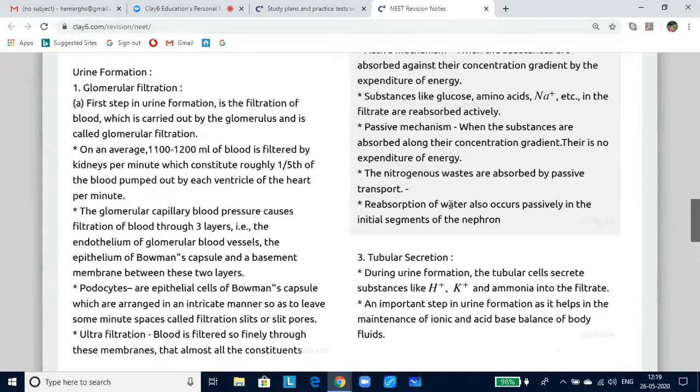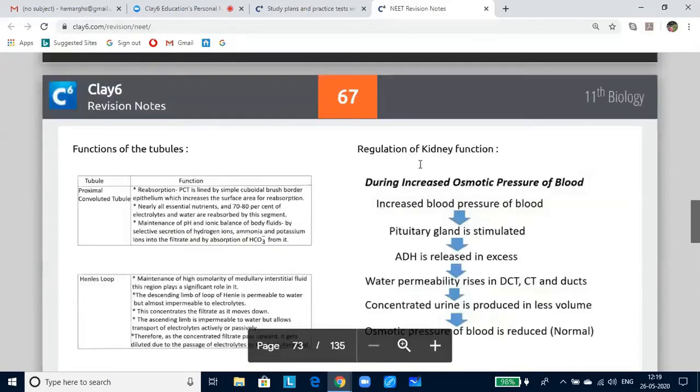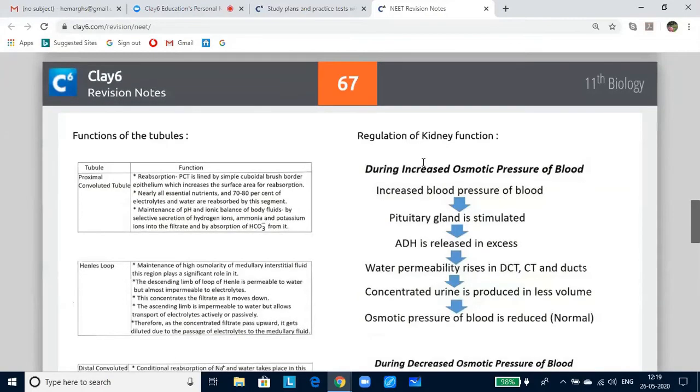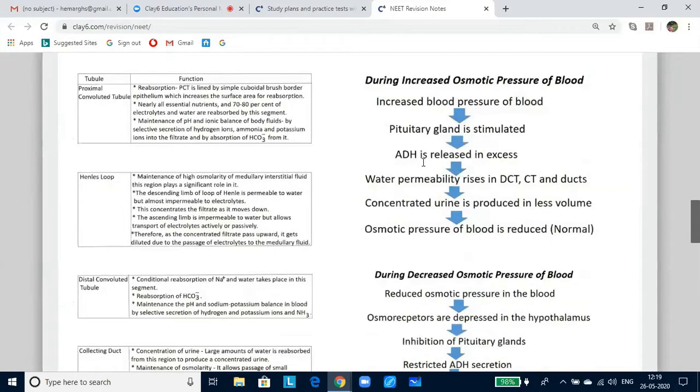Now let us look into the composition of the urine. It is a pale yellow colored fluid due to the presence of the urochrome pigment. It is acidic in nature and it is slightly heavier than water. It has a faint aromatic odor due to urinate.